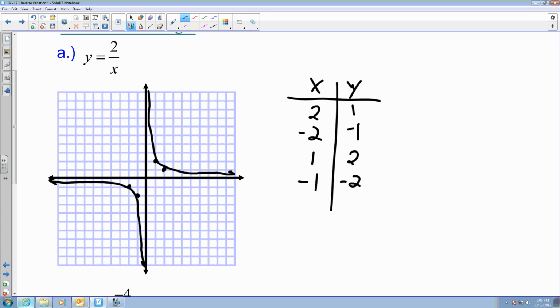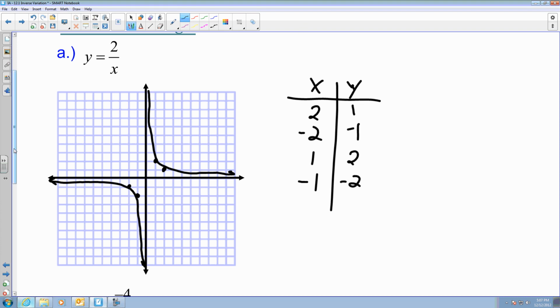And here, again, the domain is all real numbers when x does not equal 0, and the range is all real numbers when y does not equal 0. And when we compare this to y equals 1 over x, we notice that it's almost like it has a 2 times stretch rather than the regular 1 over x. So that's how you graph this one.